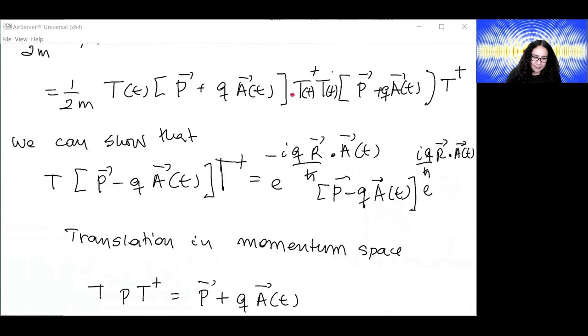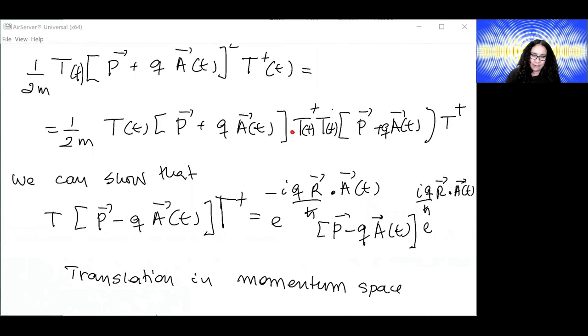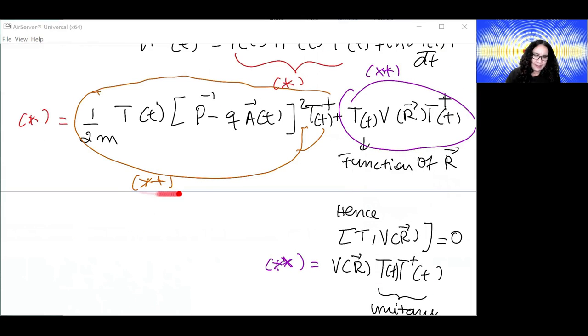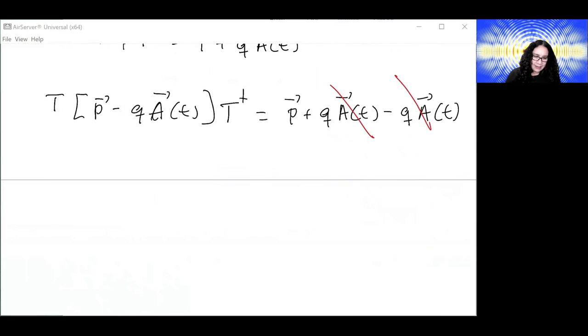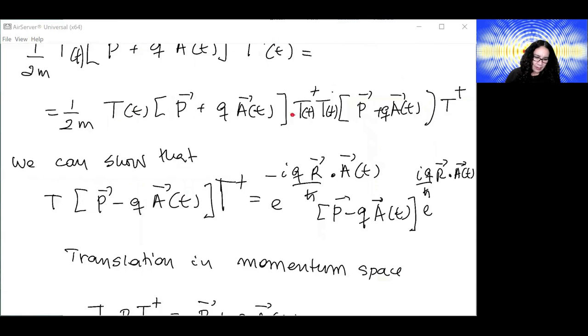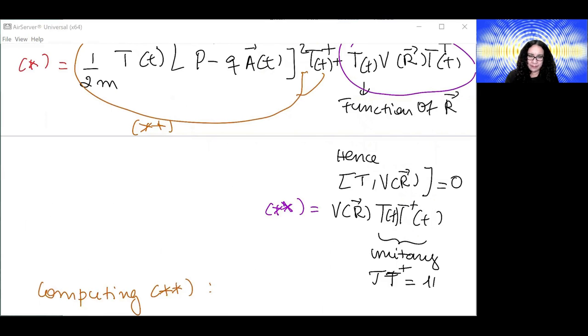this first part, which we said, okay, make this brown, was brown? I don't know, I want to make it orange, but it looks brown. So this guy, I can say, is going to give you P squared over 2m. And the other one, which was the purple one, which is this guy.